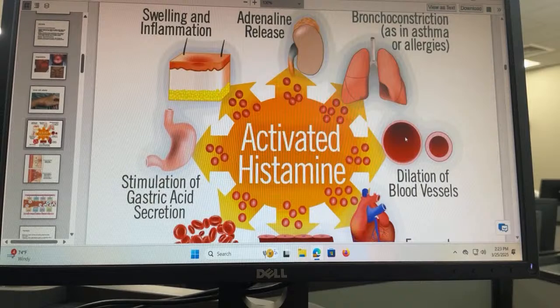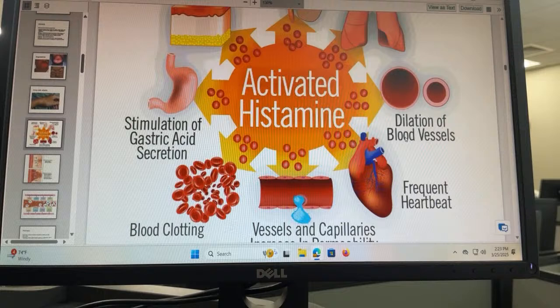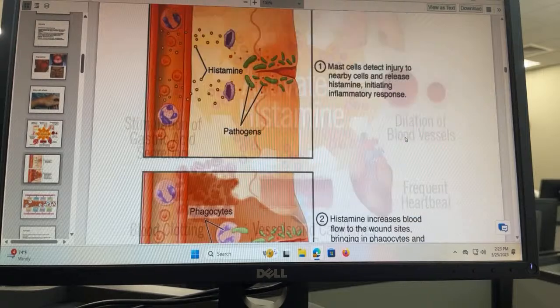The airway starts closing. That's the picture of the lungs. The dilation of the blood vessels means that your blood vessels are going to get really big, and that's when edema happens. When the blood vessels get really, really big, water is able to ooze out of them, and it causes all the swelling, like with the angioedema, for example.